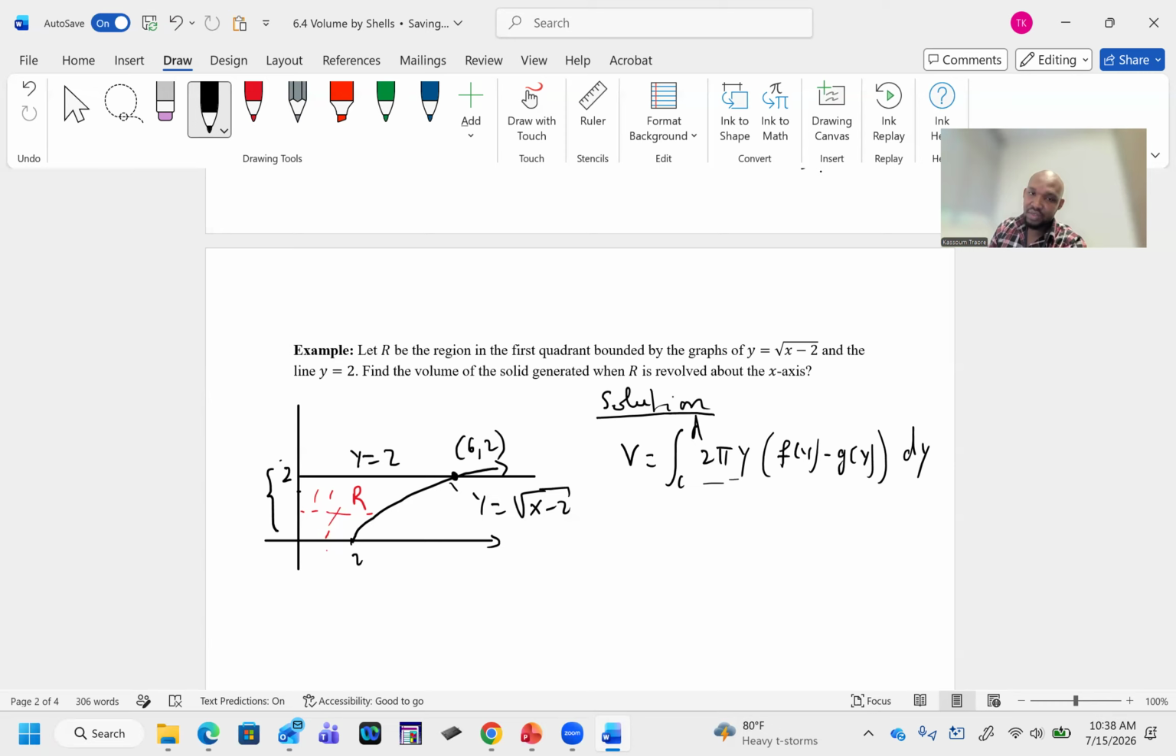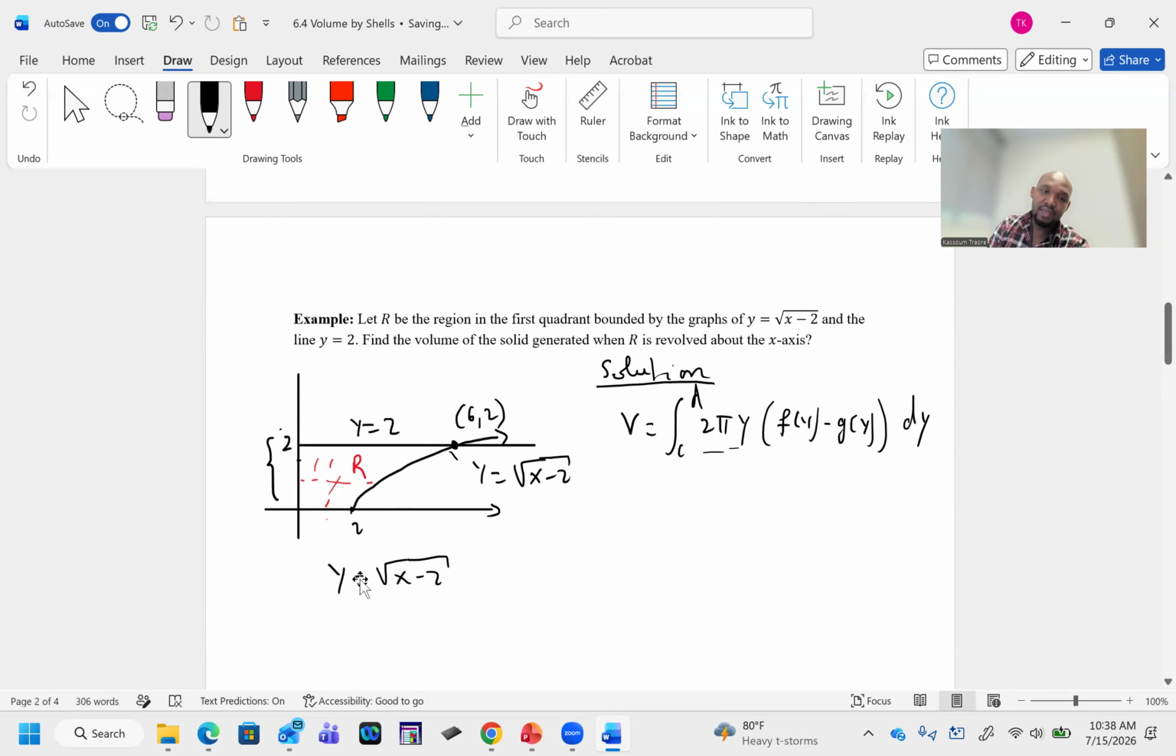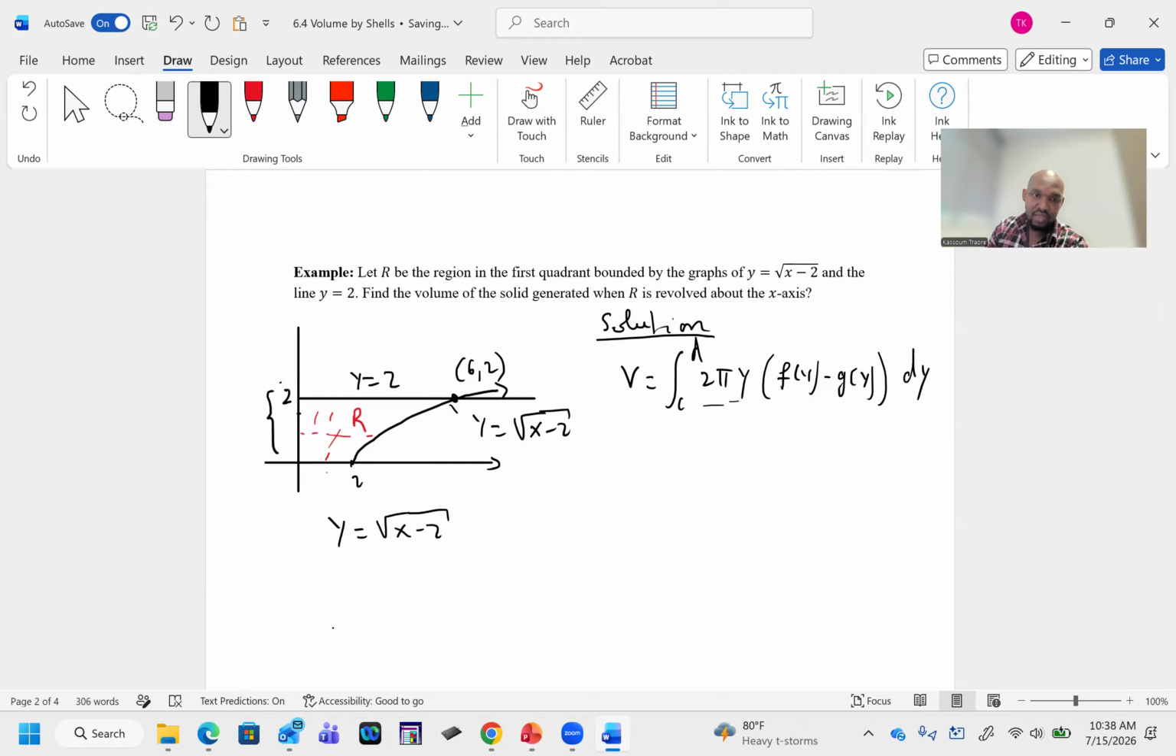So we need to solve for y. The y is equal to the square root of x minus 2. We have to find the inverse function, so we have to solve for x. You square both sides, and we will have y squared equals x minus 2. We add 2 on both sides, so y squared plus 2 equals x, which will be my f of y. So the height is just y squared plus 2.